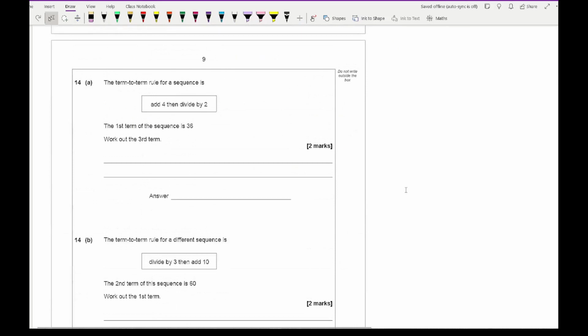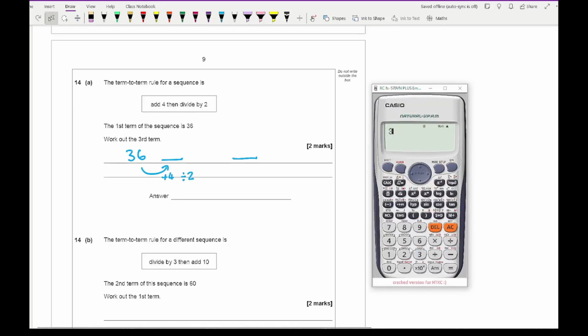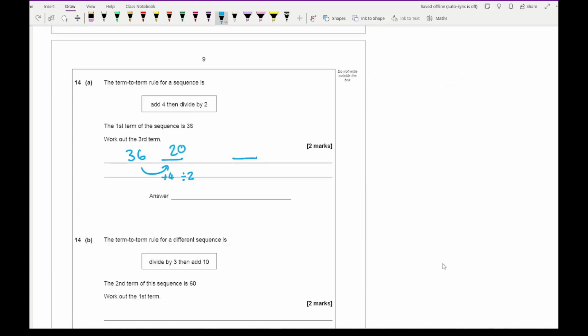Then looking at question 14, it says that a term-to-term rule for a sequence is add 4 and divide by 2. If the first term is 36, work out the third term. So here I've got 36, this is my second term, this is my third term. What I need to do to get from this to this is add 4 and then divide by 2. On the calculator, I've got 36 plus 4, divided by 2, equals 20, and then I just need to repeat the process. So add 4 is 24, divided by 2 is 12, so the answer is 12.